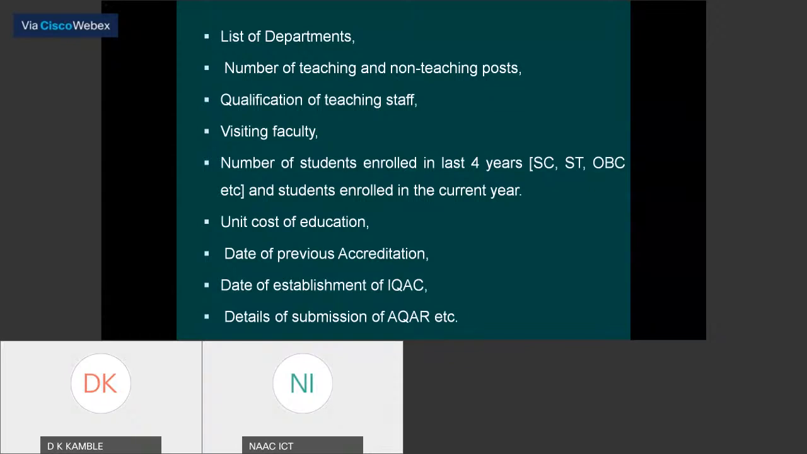In the beginning I told you, those institutions that have already been accredited and are applying from one cycle to the subsequent cycle have to submit the Annual Quality Assurance Report, the AQAR, yearly through online to NAAC. And that same AQAR should be available on their institutional website. So this is the profile, meaning this is the basic information covered in the beginning of the SSR.